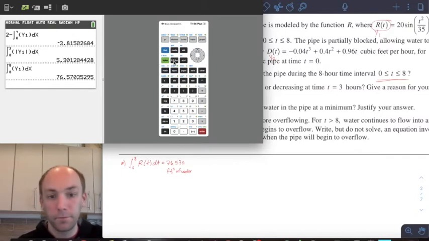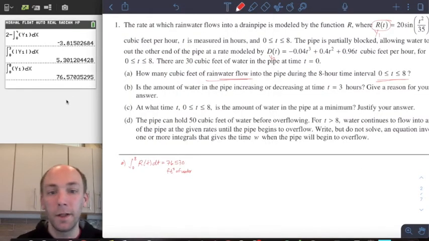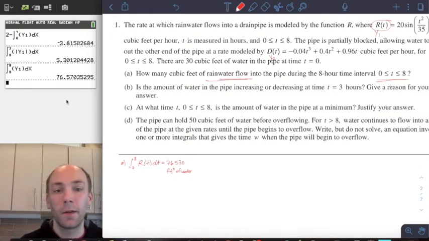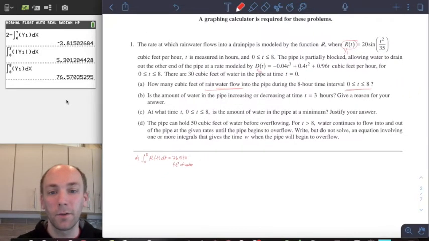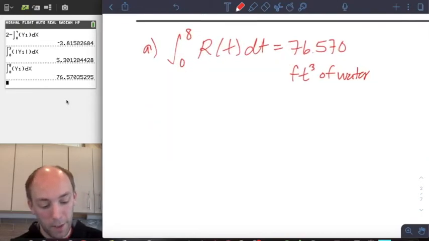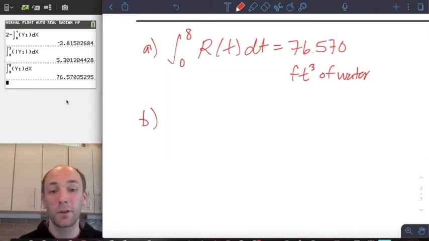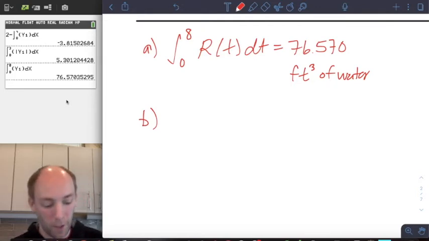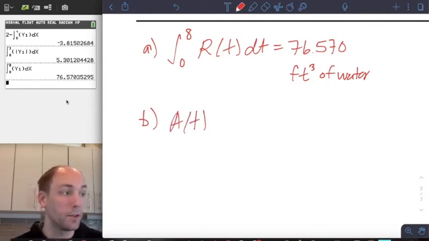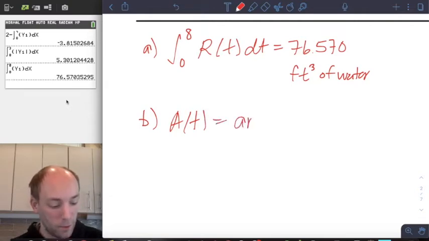Okay, for part B, is the amount of water in the pipe increasing or decreasing at time t equals 3? Give a reason for your answer. Increasing or decreasing, what do we look at to determine if something is increasing or decreasing? For part B, I'm going to create an equation that represents the total amount of water in the pipe, A of t. We're going to call that A of t, and this is the amount of water in the pipe.